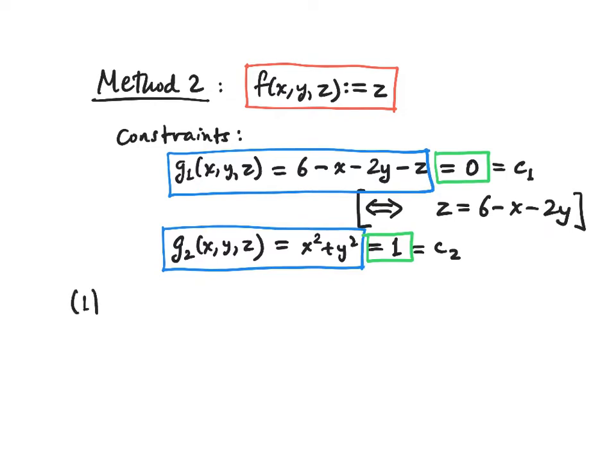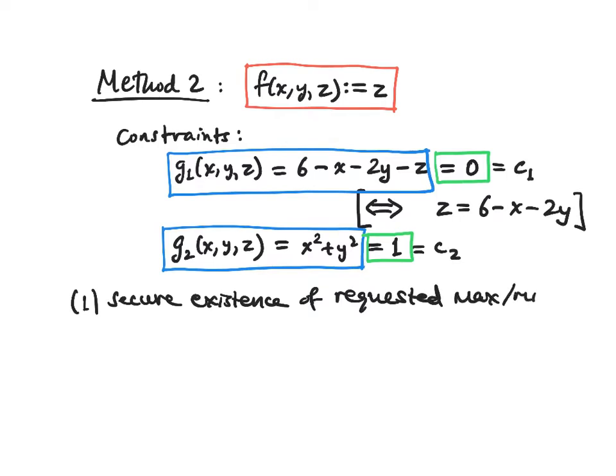step 1 is to secure the existence, prove the existence of the requested max or min point, or points. We don't know how many max or min points there will be, because in general, if the function has a maximum value that it takes on, subject to those constraints, then it may take on that maximum value at many different points. So we don't know how many points there will be, but we just need to prove that there's at least one point at which the maximum is taken. Okay, and there's also at least one point at which the minimum is taken.